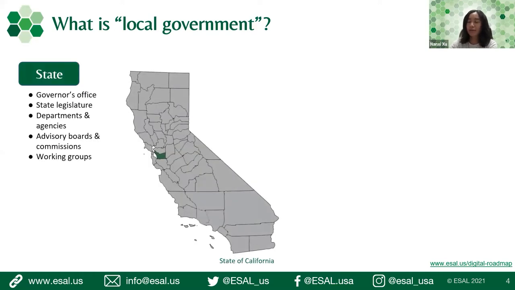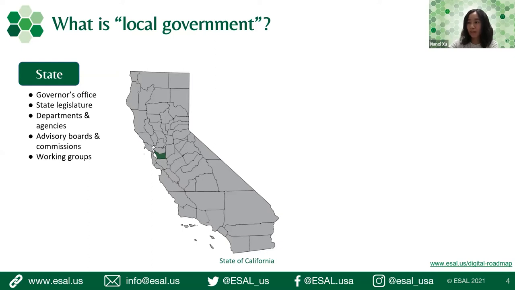For example, I live in Missouri, and a state government can include many different parts, such as a governor's office, which typically has some head figure, and the state legislature. There is a wide variety of departments and agencies which function differently to support the state government. In Missouri, on the executive branch, we have many different departments: Department of Health, Department of Education, Department of Social Services, and many others. Additionally, we also have advisory boards and commissions and various ad hoc working groups. So that's the highest state level.